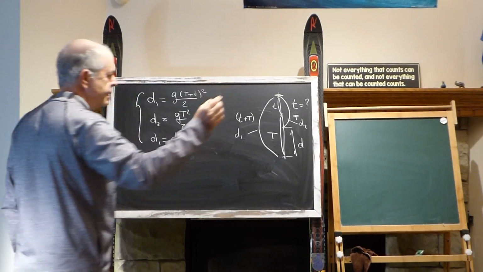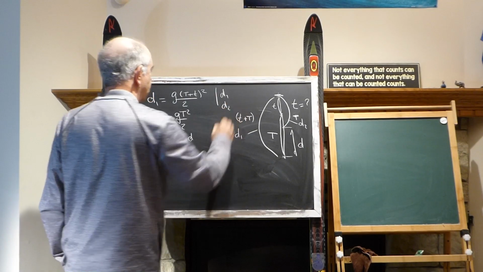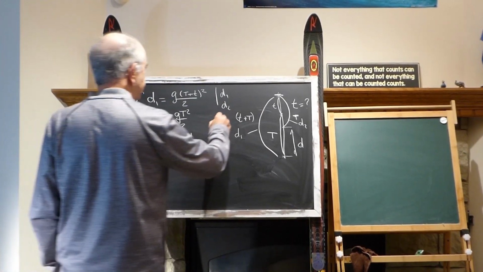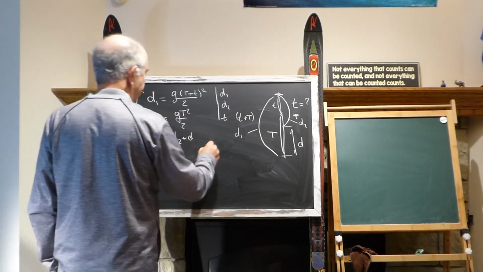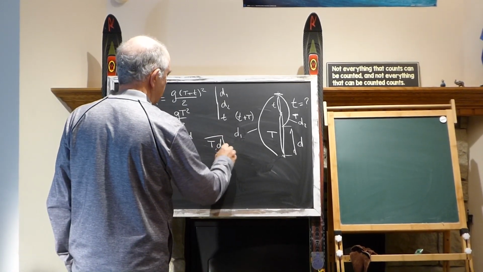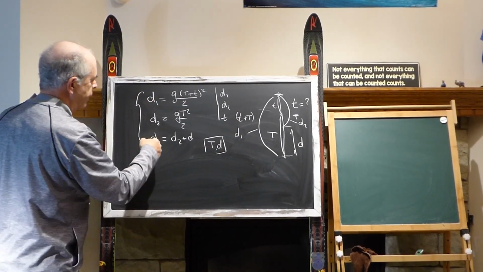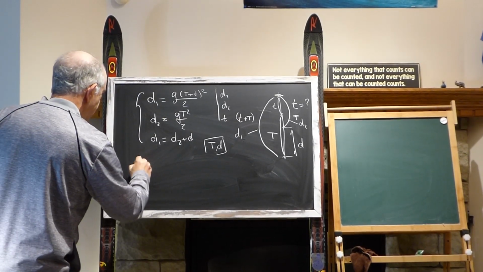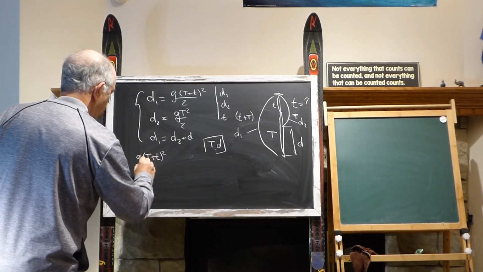What is unknown? Physics is done. What is unknown? d1, d2, right? And t lowercase, because T uppercase is known and d is known. Those two are known, so those are unknown. So let's get rid of d1 and d2, put d1 here, put d2 here, and we will immediately receive g times T plus t squared over 2.